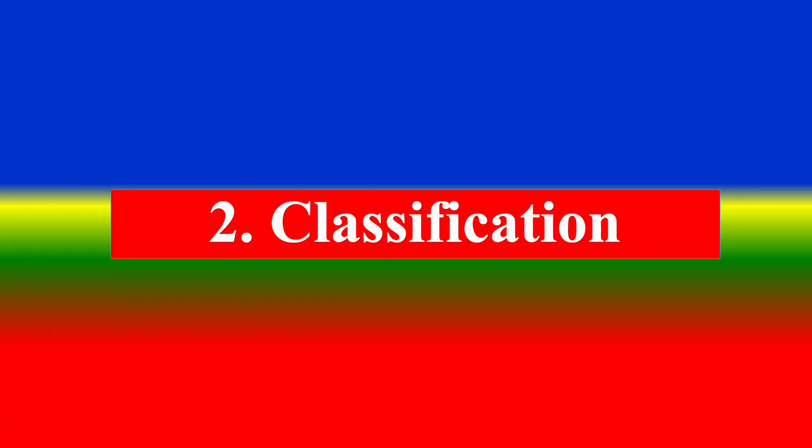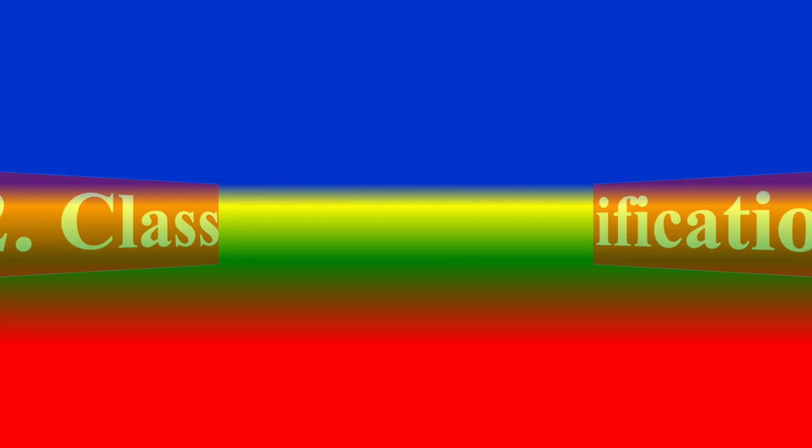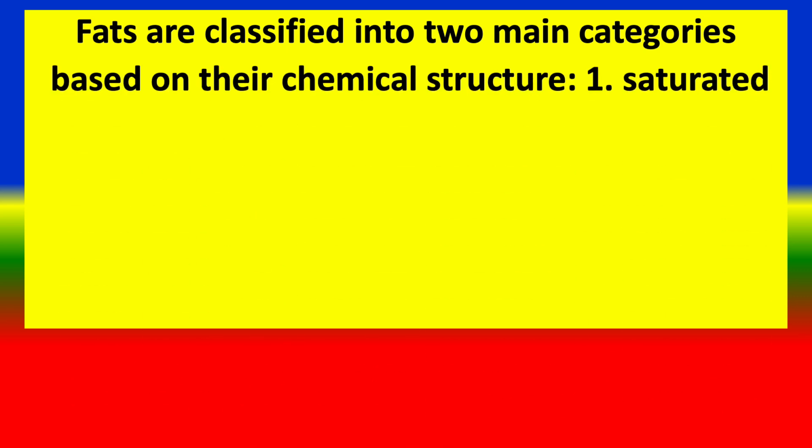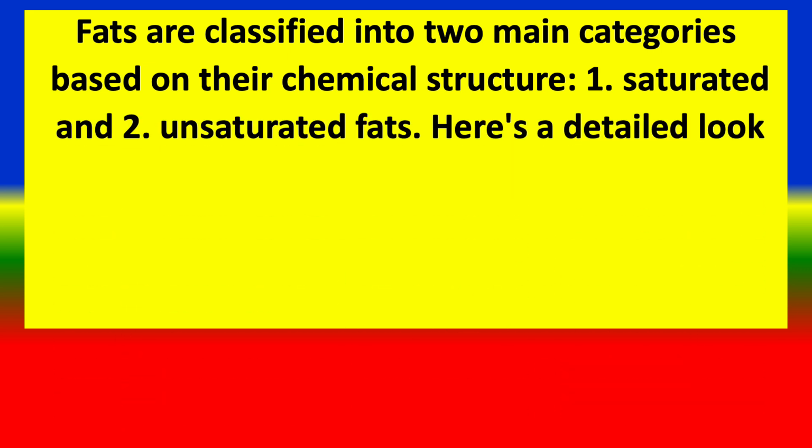2. Classification. Fats are classified into two main categories based on their chemical structure: 1. Saturated and unsaturated fats. Here is a detailed look at each type.